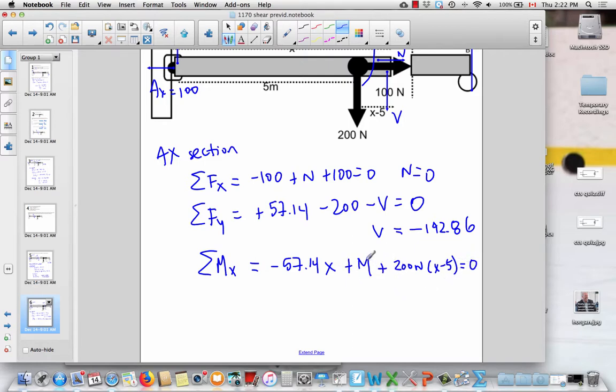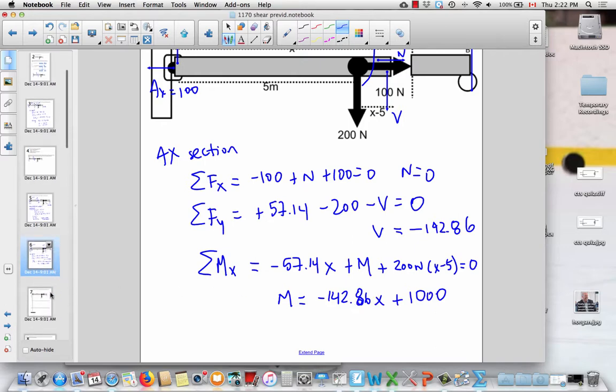So we have some like terms to add. We got 200x minus 57.14x, and then we got to take that to the other side. So our moment, bending moment, ends up being, in terms of x, this expression right here. So this actually now decreases with x.